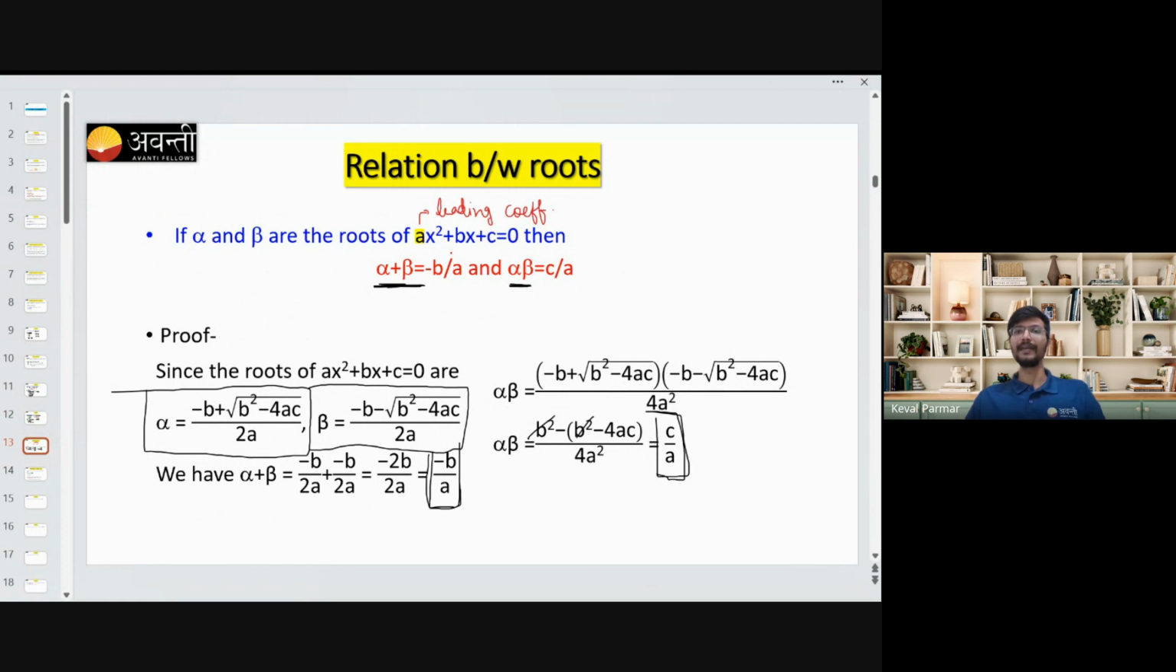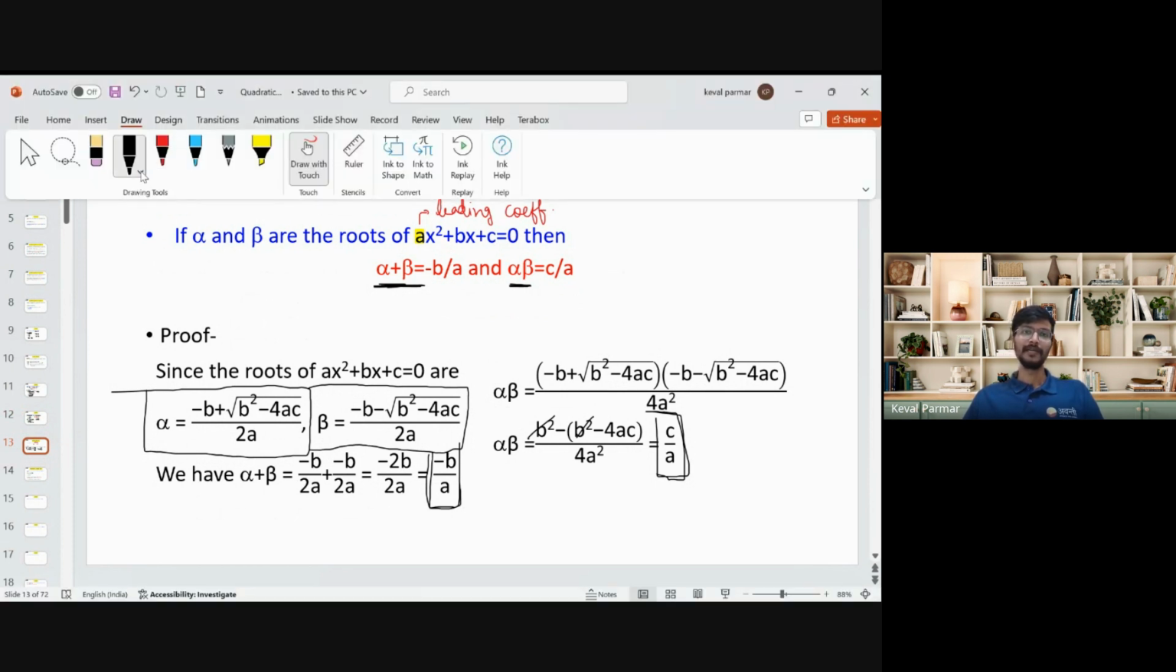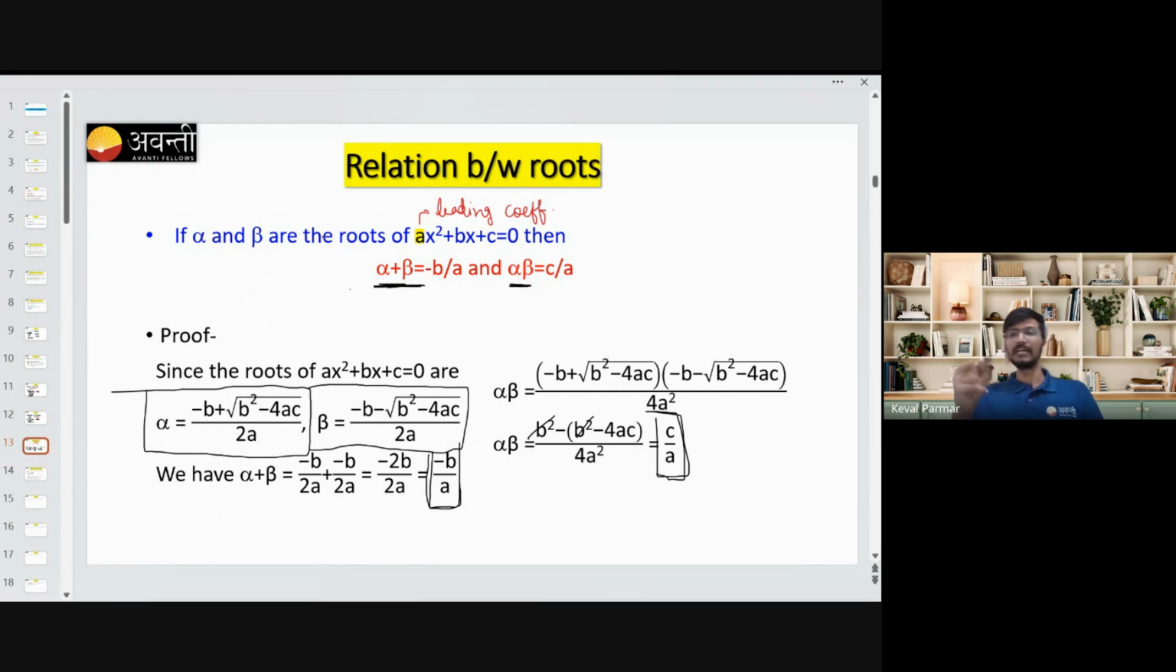Coefficient of x square is called the leading coefficient. I hope I'm clear. So the sum of the roots is minus the coefficient of x upon the leading coefficient. The product of the roots is the constant term upon the leading coefficient. I hope it is clear. Let's see what we have next.